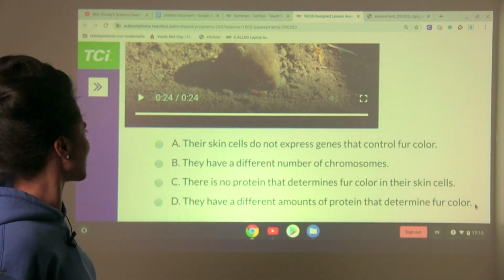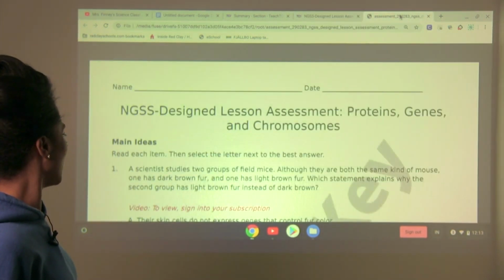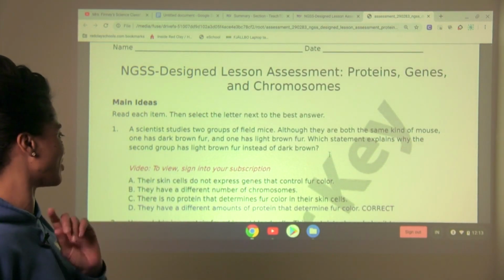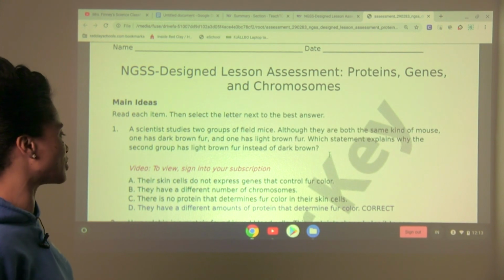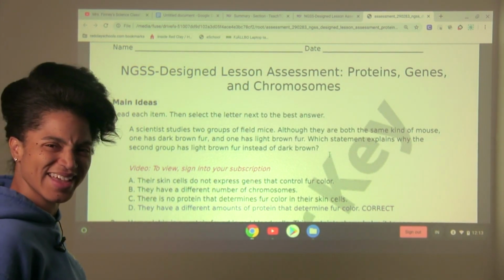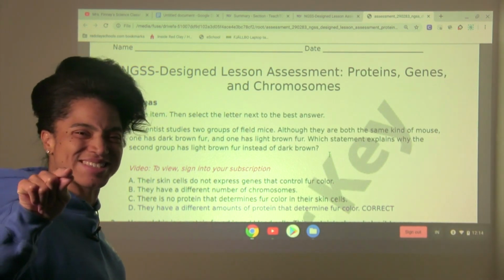Let's see if you have the correct answer. Final answer is D. They have different amounts of protein that determine fur color. Is that what you said? You're so smart.